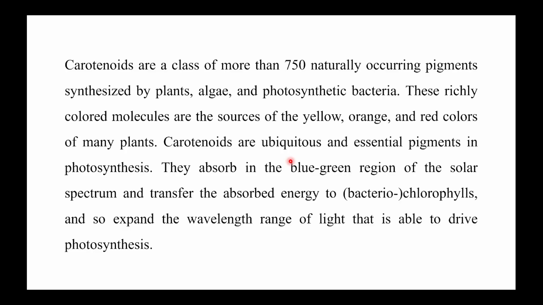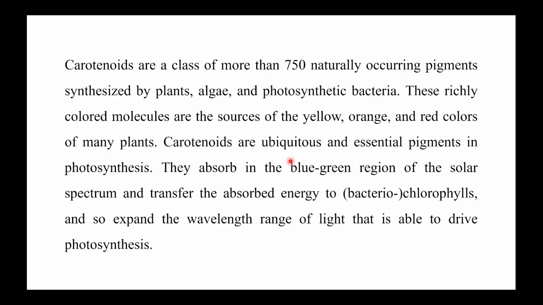Okay. Carotenoids are ubiquitous and essential pigments in photosynthesis. They absorb in the blue green region of the solar spectrum and transfer the absorbed energy to the chlorophylls or bacteriochlorophylls, and so expand the wavelength range that is able to drive photosynthesis. So all these molecules, carotenoids, chlorophylls, all these pigments, are basically chromophores. They can absorb light at different wavelengths.